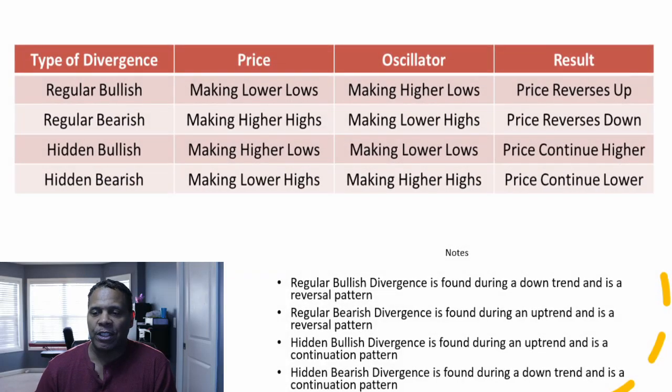So here's a divergence cheat sheet. It shows you the types of divergence: regular bullish, regular bearish, hidden bullish, and hidden bearish. And then here are some notes. So keep this, write this down, and make sure you know this and understand this, and it'll help you with your trading.